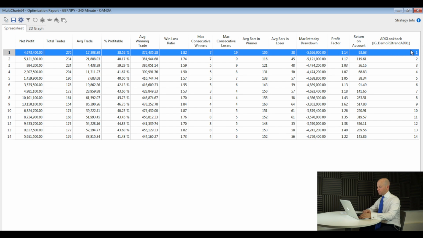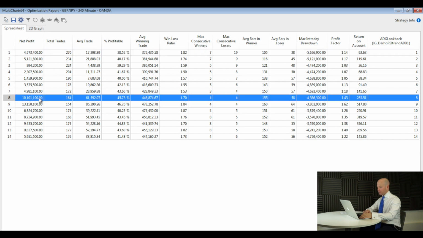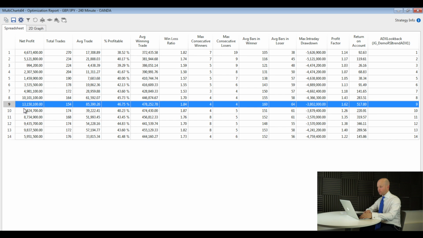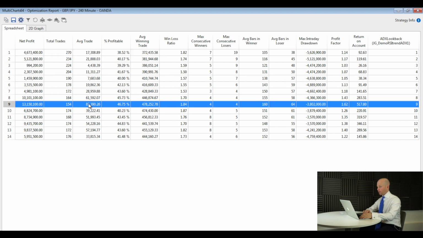Now I've run an optimization from using 1 bar ago to 14 bars ago to see which one works the best. So looking down the values, the ADX Look Back, looking at the average trade and the net profit, straight away we can see a clear winner. Well, both 8 and 9 are quite good. So looking at 9, which is the best, it makes 13 million and 85,000 for the average trade rather than 17,000. So let's select 9 as the look back and have a look, see what the results are like.